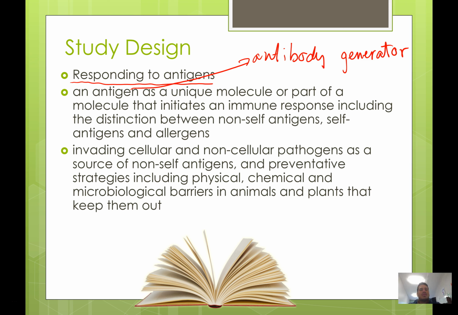And so we want to be able to create a distinction between non-self antigens, self antigens, and allergens. We're not going to talk about allergens today, but we are going to talk about non-self and self antigens. And then also we have to talk about invading cellular and non-cellular pathogens. There's a few examples we'll go through as a source of non-self antigens and some preventative strategies including physical, chemical, and microbiological barriers in animals and plants. We're not going to really talk about plants, but I've got a great video for you to watch about this.